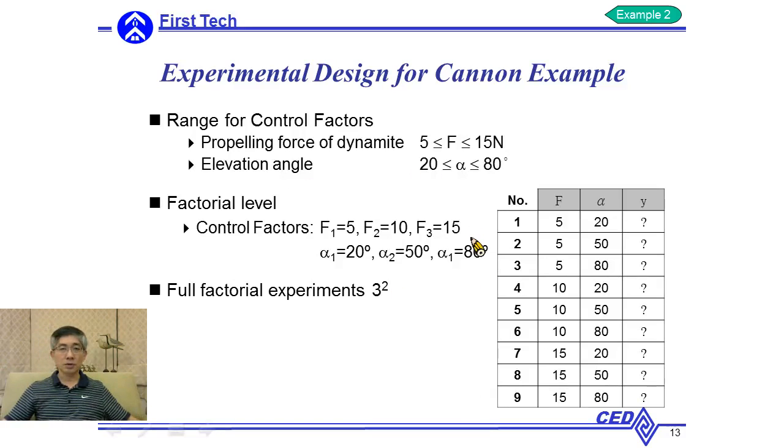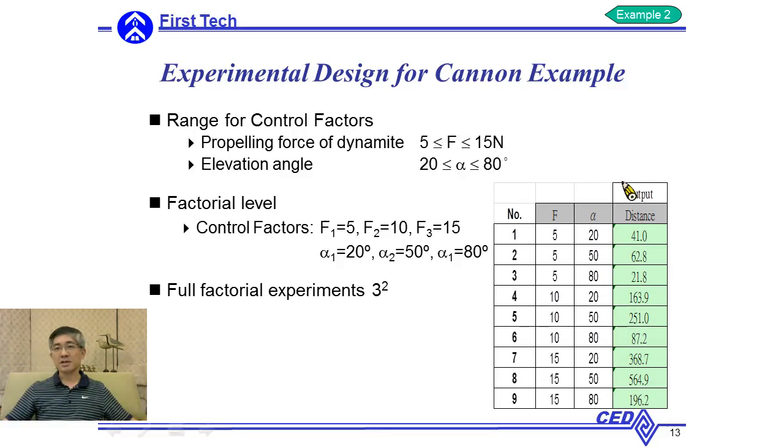Therefore, in total, there are 9 possible combinations, which means that in this full factorial experiment, there are 9 possible treatments. Here, we can set the force to be 5 Newton and the angle to be 20 degrees and shoot the cannon to see what the distance is. Here we are using the theoretical formula to get the distance, and this is the value we have. Now we want to determine what combination of F and alpha will give us the longest shooting distance.